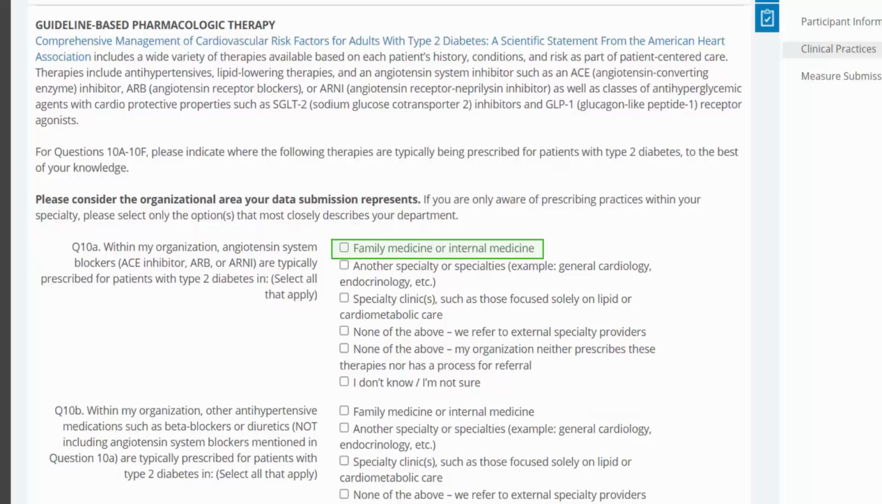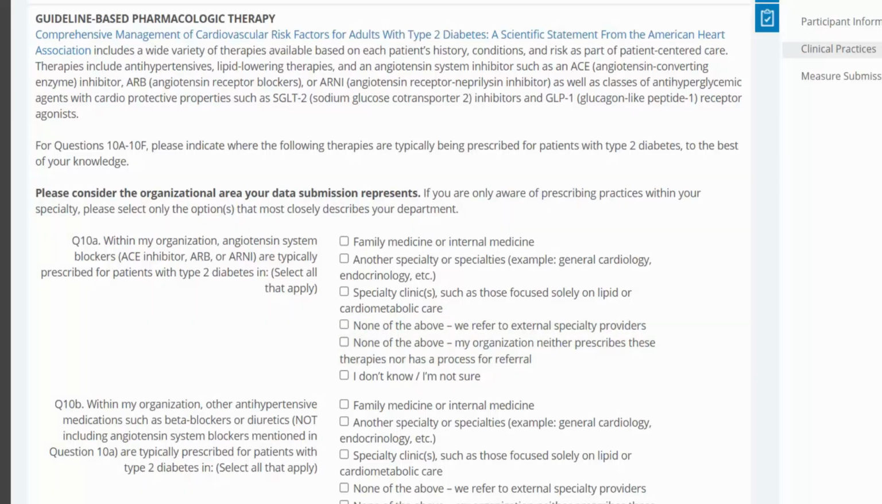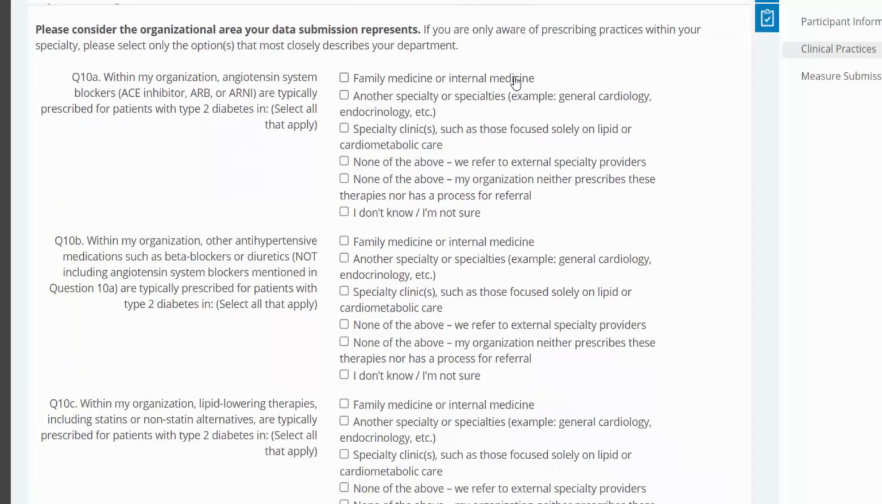Each sub-question gives you the option of family medicine or internal medicine, another specialty, for example, general cardiology, specialty clinics such as those focused solely on lipid or cardiometabolic care, or none of the above, because either you refer to external specialty providers or because you neither prescribe nor have a process for referral. I'll complete my answers now.